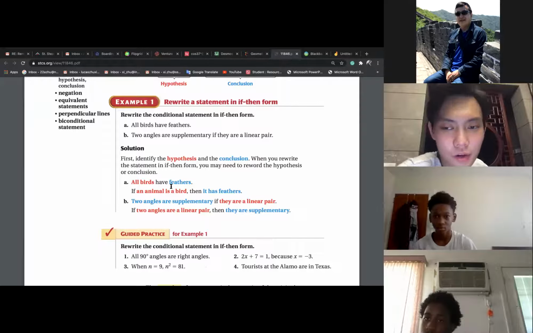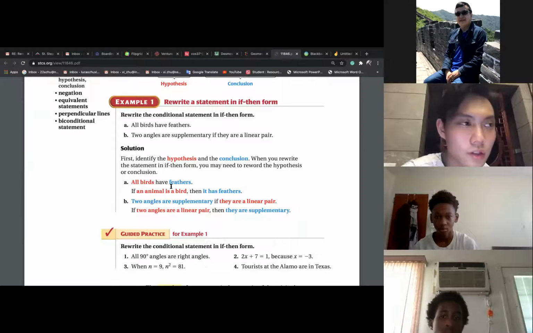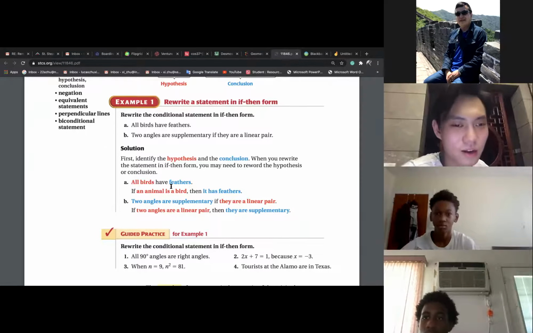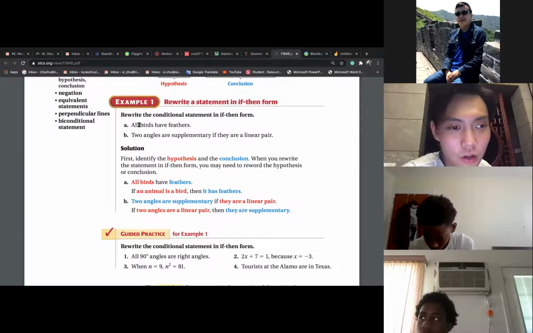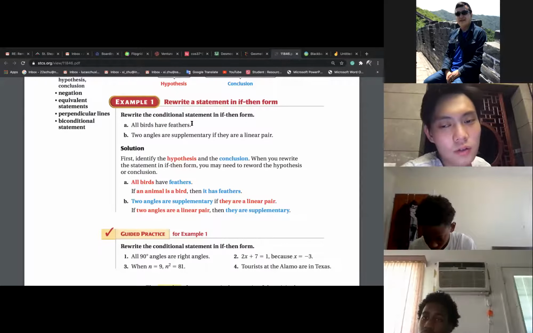It's like testing your English skill. It's nothing related to that at all. What do you do here? How do you transfer it into a conditional statement? Any idea?